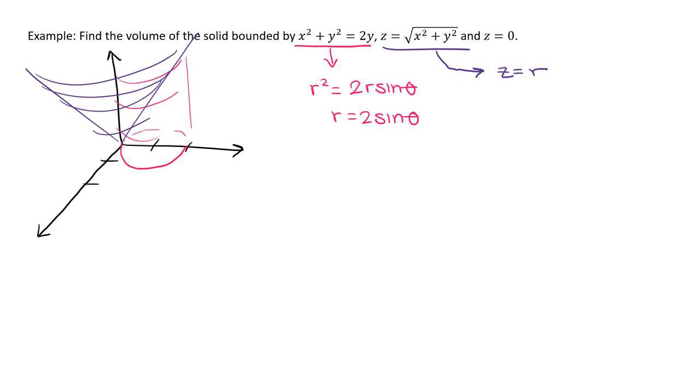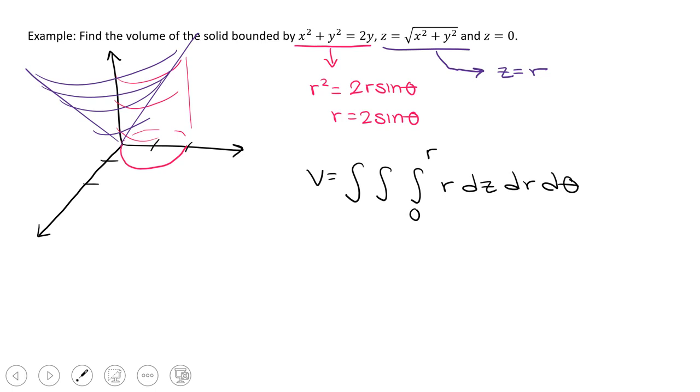So I think before I get started, I'm just going to convert these equations into cylindrical coordinates. The x squared plus y squared is r squared. And then, so I'm dealing with this y in pink, I replace the y with r sine theta. And so that's how I got r squared equals 2r sine theta. Divide both sides by r. So r equals 2 sine theta. And then the cone turns into z equals r, just because x squared plus y squared is r squared. So z equals r.